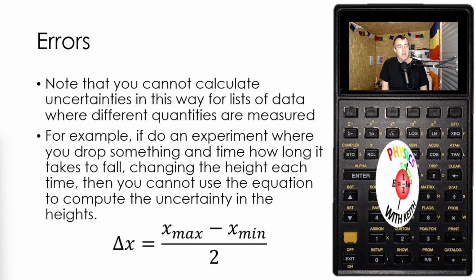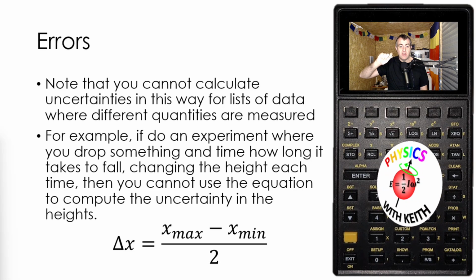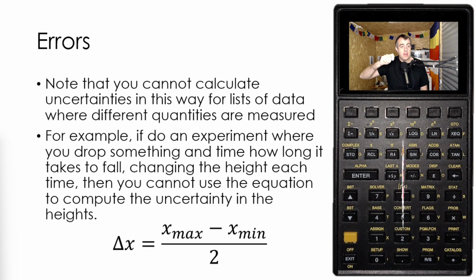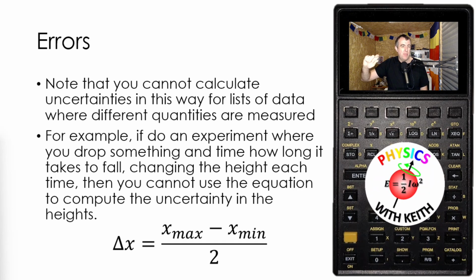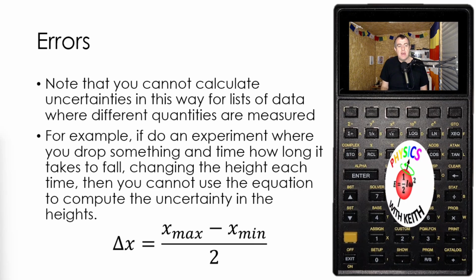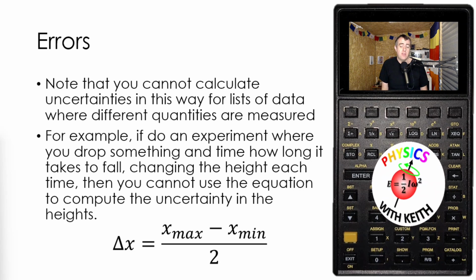So, for example, if I am measuring different diameters of a wire, and it's the same wire, and I'm measuring different diameters at different points along the wire, and I expect it all to be the same, but I might get slightly different values, I can use this approach to measure the uncertainty in those values.